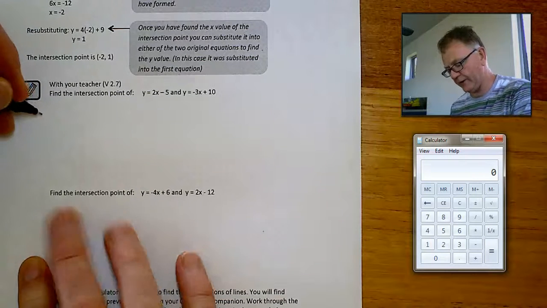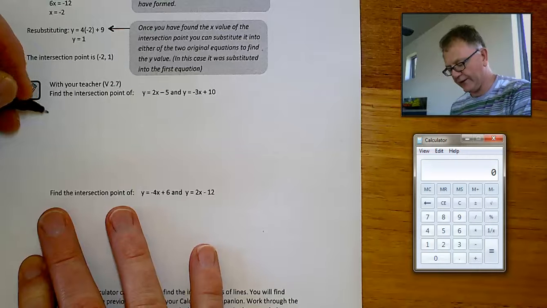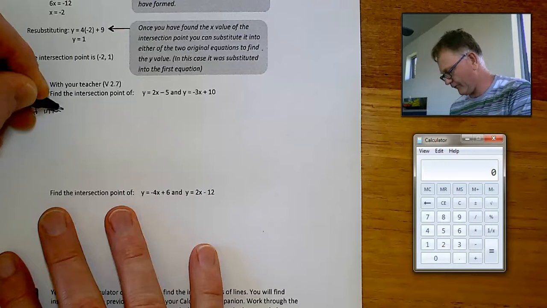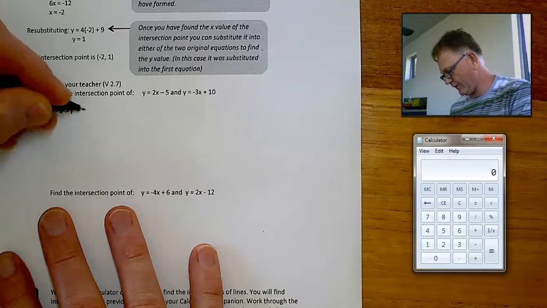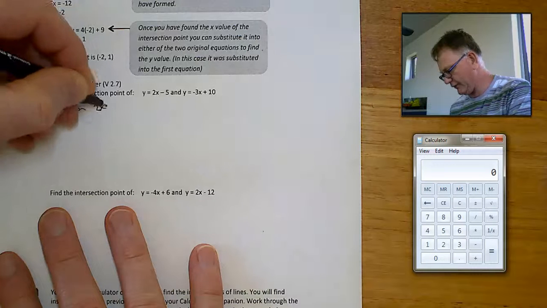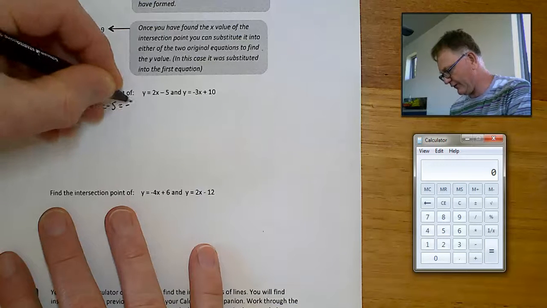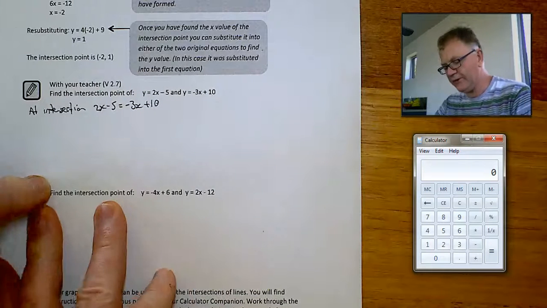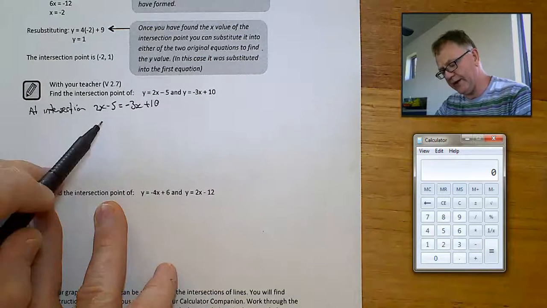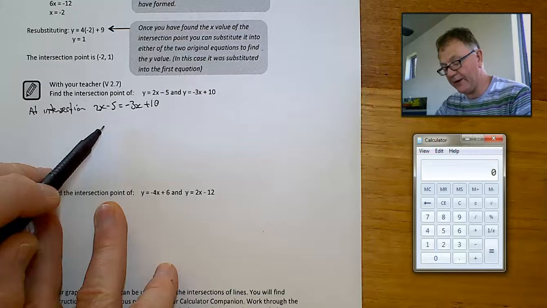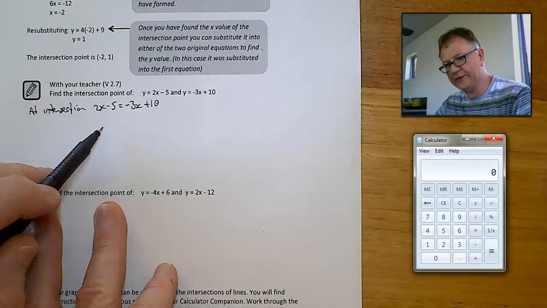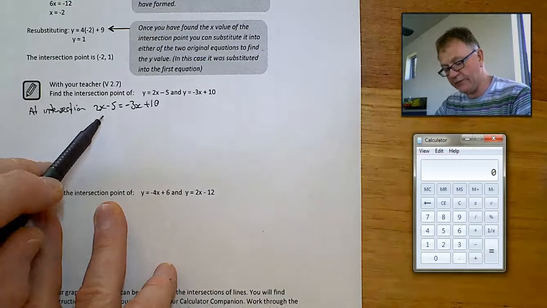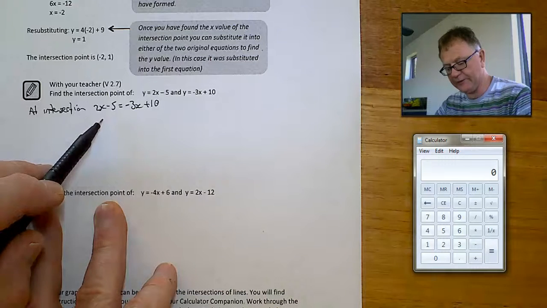So we can start off by saying at the intersection that 2x minus 5 must equal negative 3x plus 10. Now, if we can solve this little equation for x, shuffle it round until x equals something, then we will have found the x coordinate of the intersection point. Now we can do that.